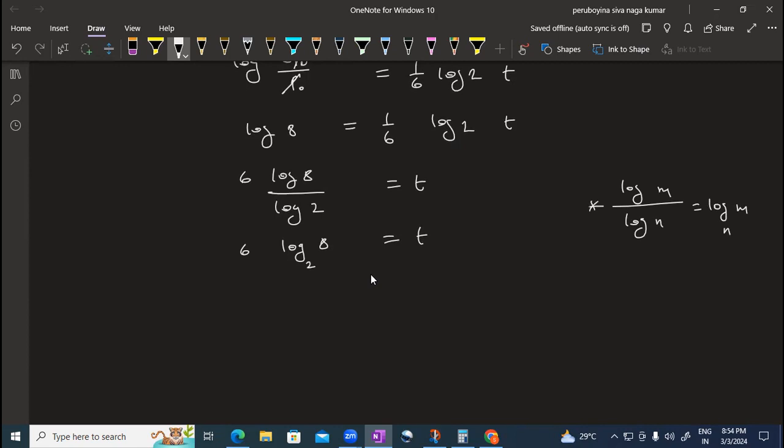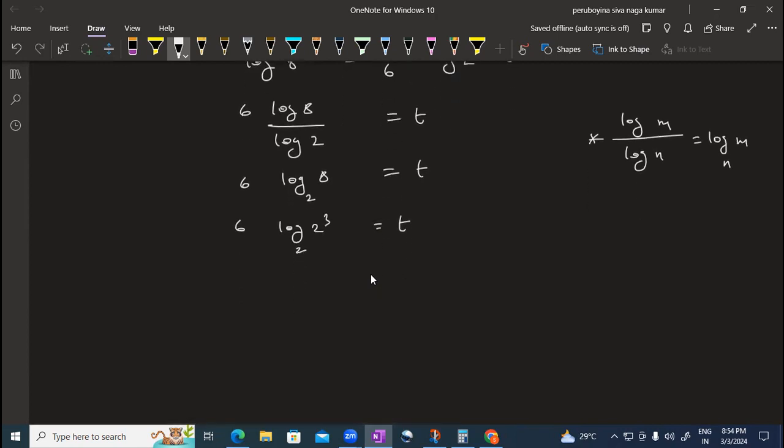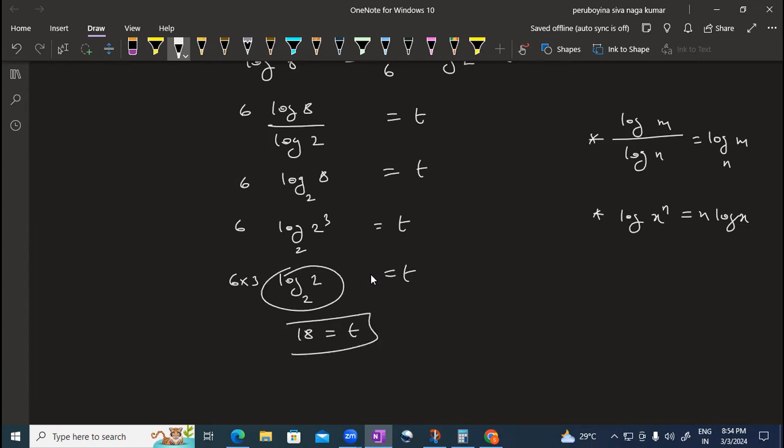Remember these logarithmic formulas. And 8 means how much? 2 cube. So 6 log 2 cube base 2 is equal to T. Now you can move this 3 as a quotient, because we have the formula log x power n is equal to n log x. So 6 into 3 log 2 base 2 is equal to T. Log 2 base 2 value will be 1. 6 3s are 18. Now we proved the question.